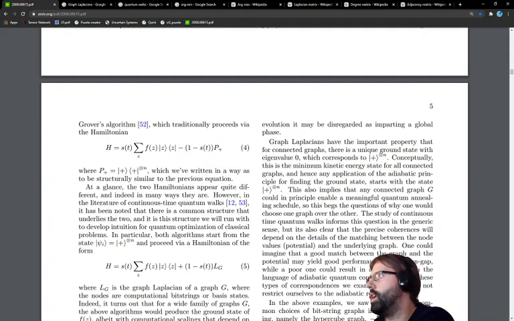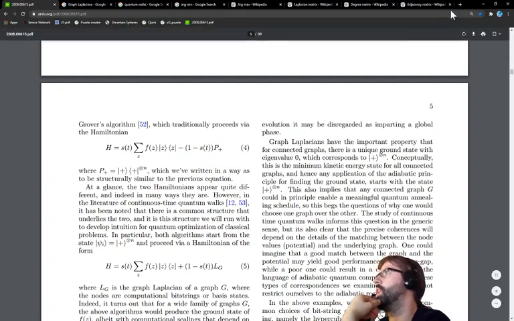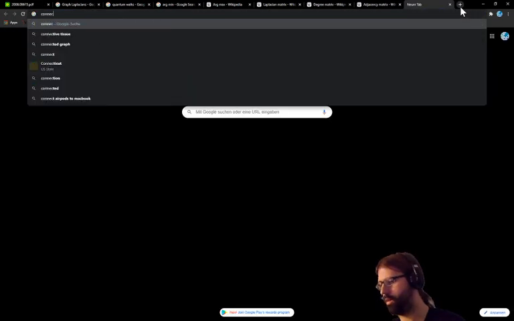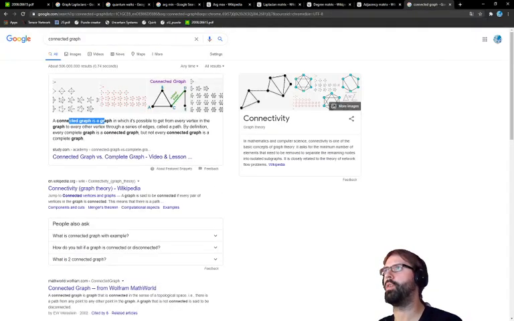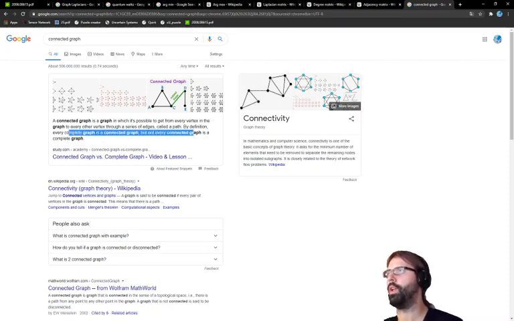I'm not sure I grasp that part here with the eigenstate stuff, right? So the nodes are the computational states. So what is first connected? What is a connected graph? Is it like an all-connected graph? Connected graph definition. A connected graph is a graph in which it's possible to get from every vertex in the graph to every other vertex through a series of edges, called a path. Okay, so it means that everything's connected. It means you don't have some sort of isolated graph.